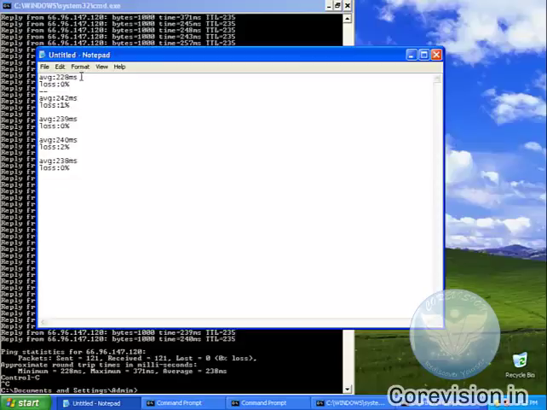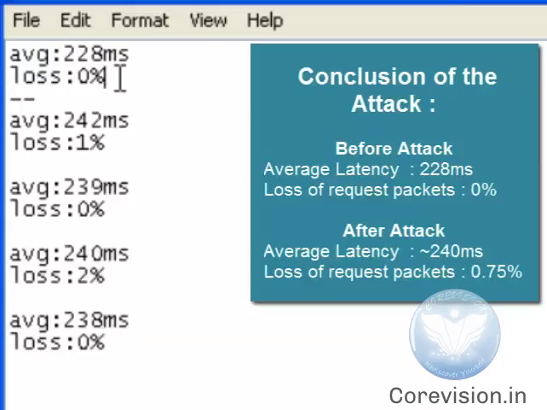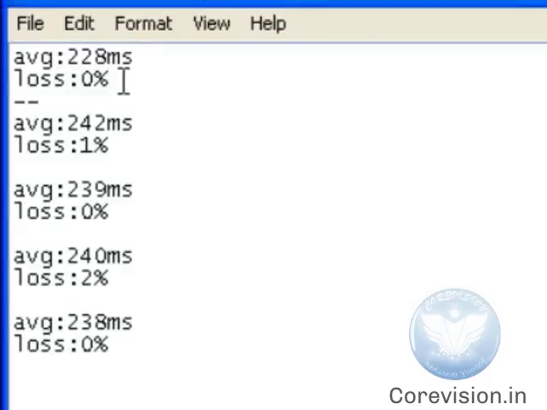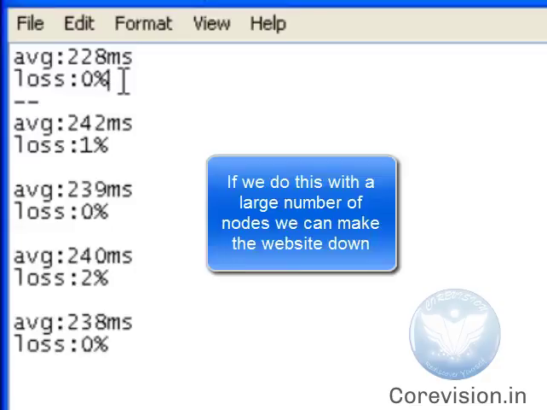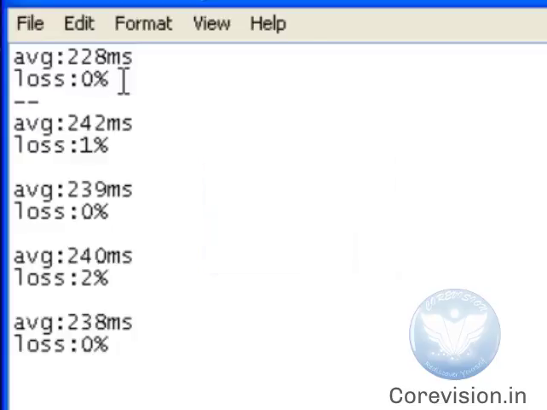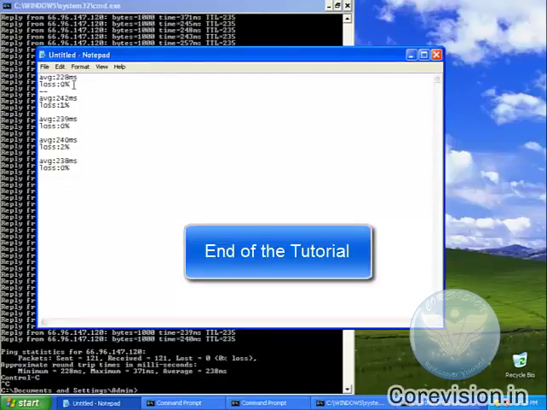Then the actual loss of packets was 0%, and after our attack we have increased the loss by an average of 0.75%. In this case we were sending 4 simultaneous packets. If we increase this number to 400 and if we increase the load from 1 kilobyte to 1 megabyte, we can significantly decrease the performance of any particular website. This was the denial of service attack.